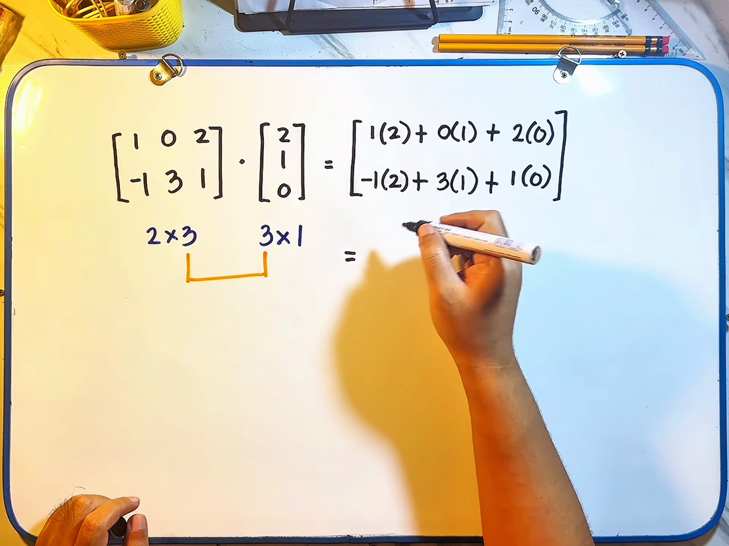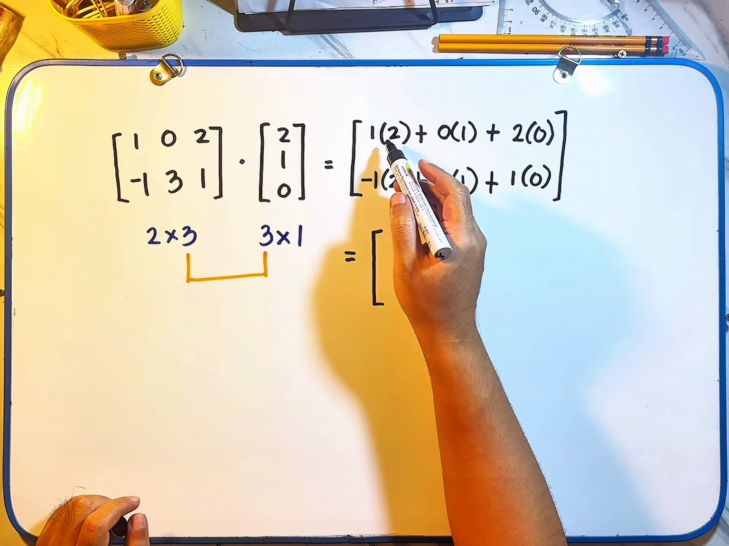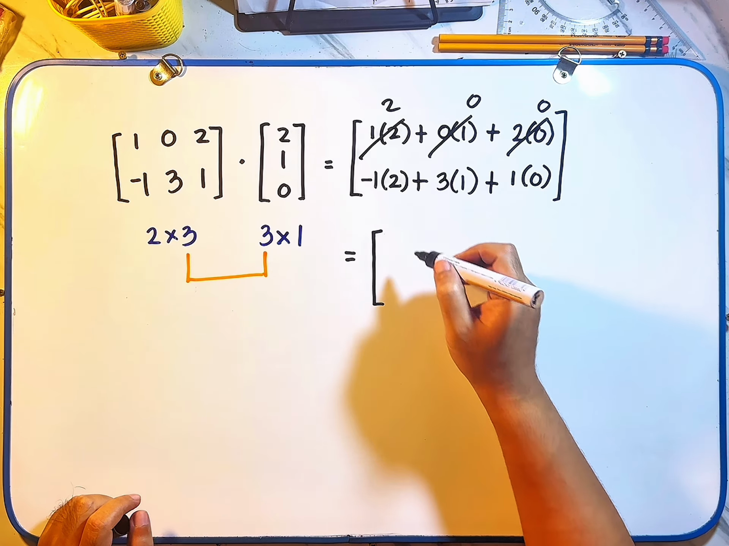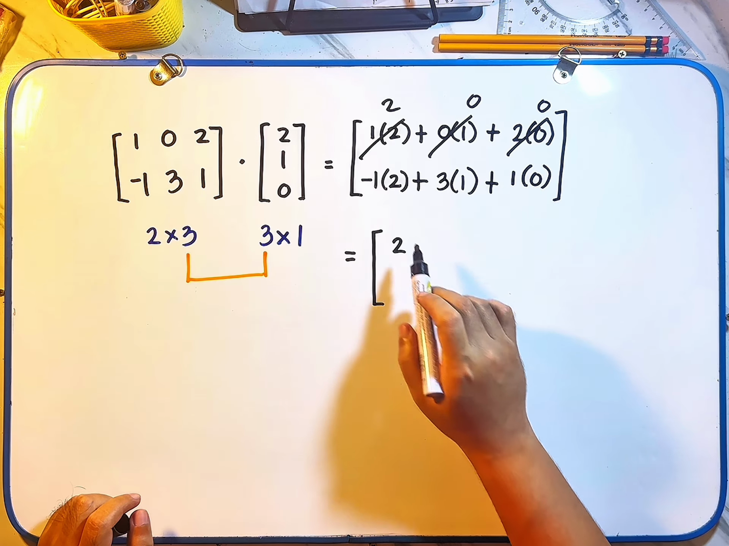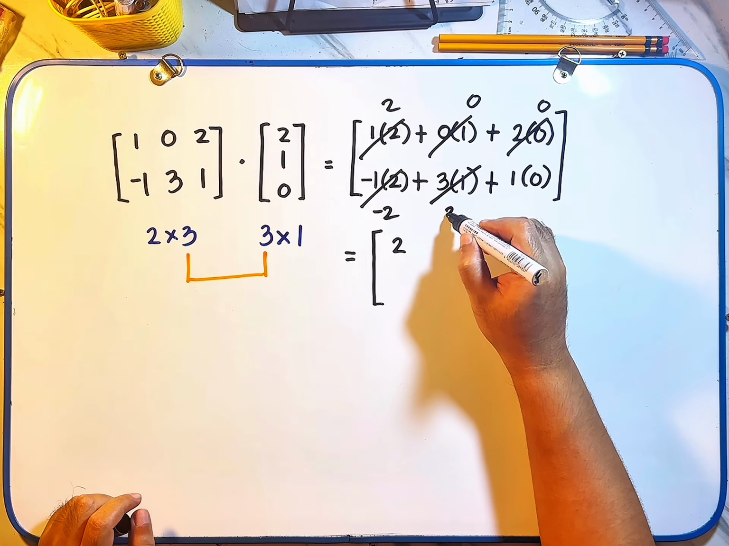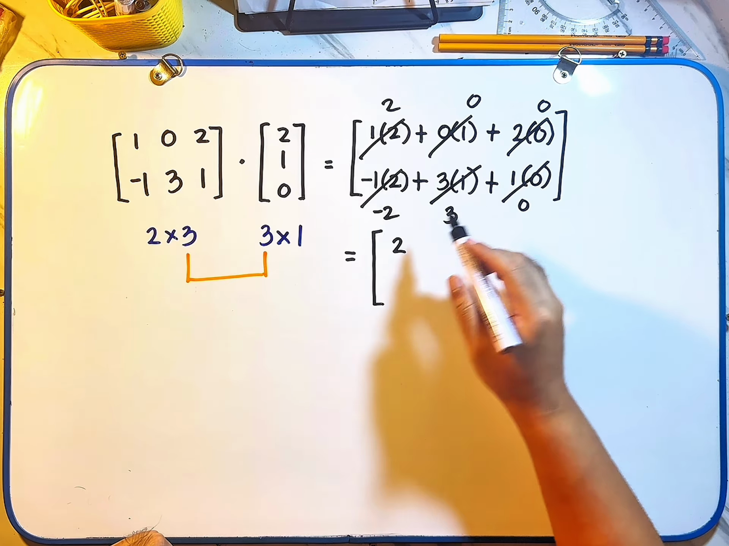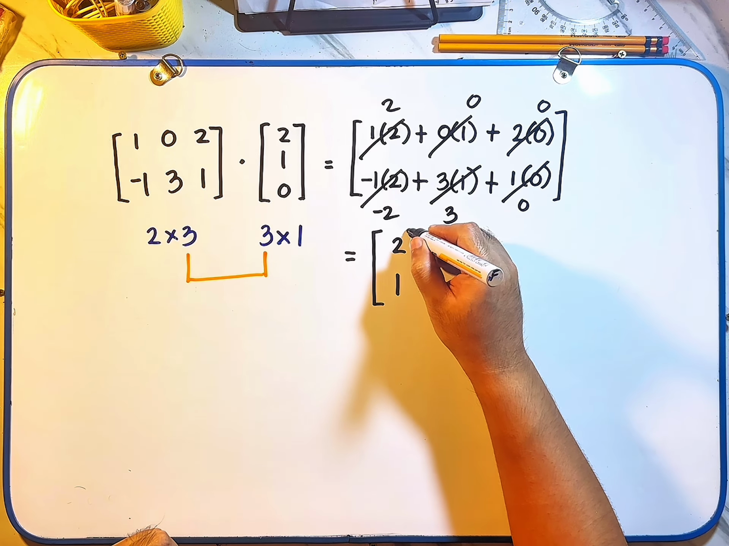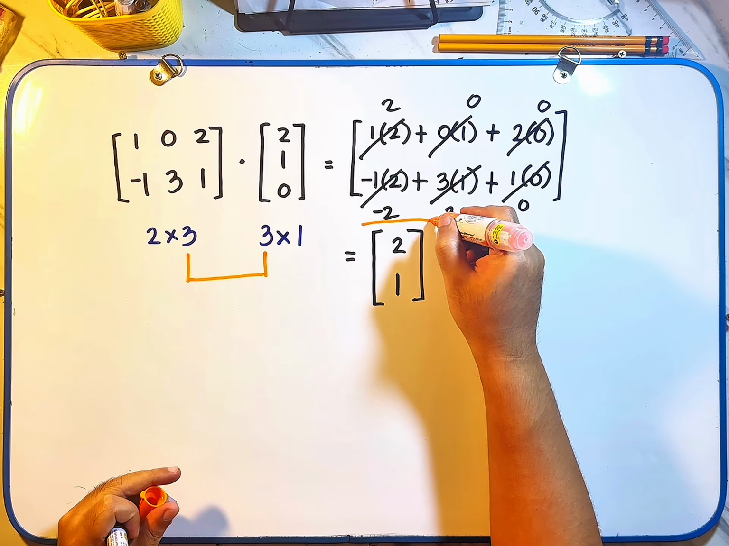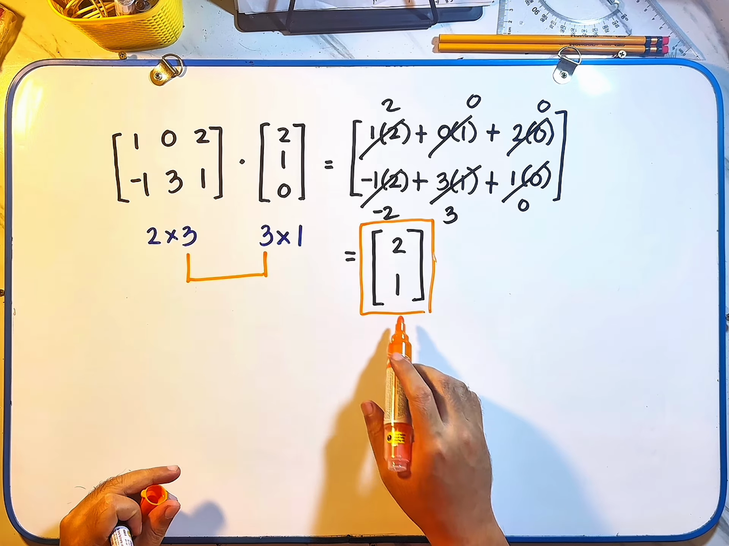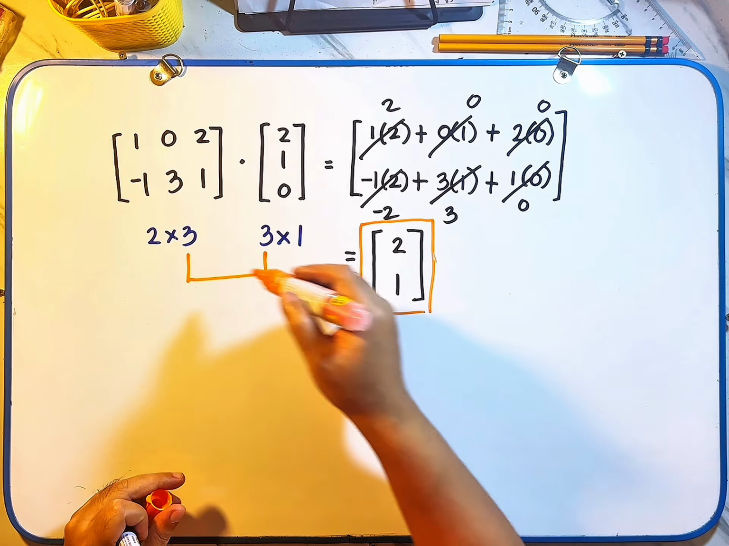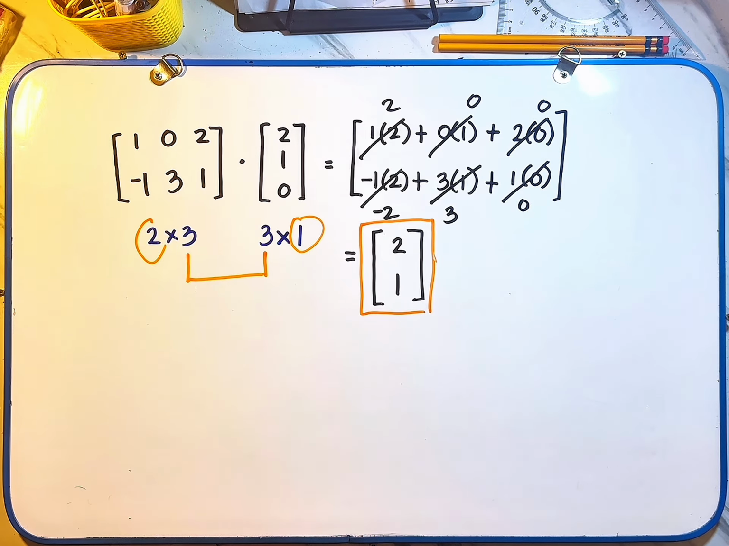And let's simplify. 1 times 2, so this is 2, this is 0, and this is 0. So right here we have 2, and then -1 times 2, that's -2. 3 times 1 is 3, and this is 0. So -2 plus 3 is 1. So this is the answer. Okay, let me box. And as we can see, this matrix is indeed a 2 by 1 matrix, 2 rows and 1 column, just like what we have predicted.